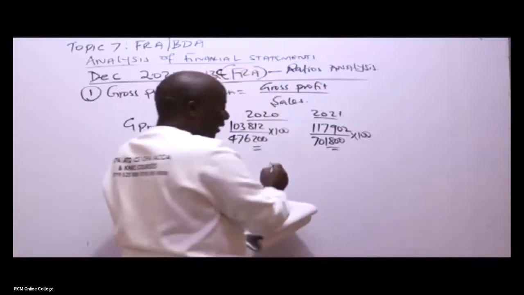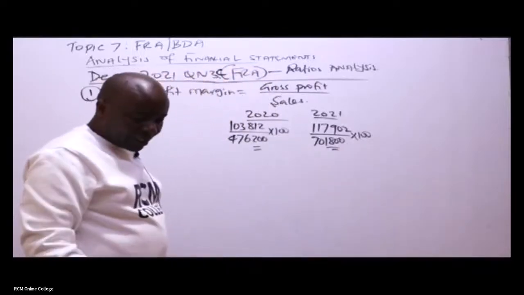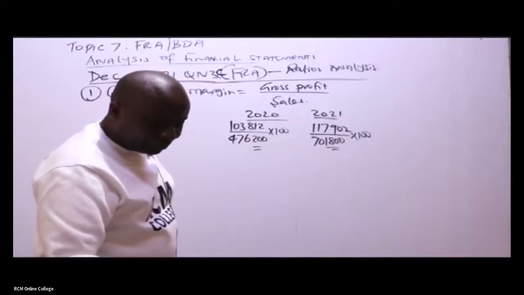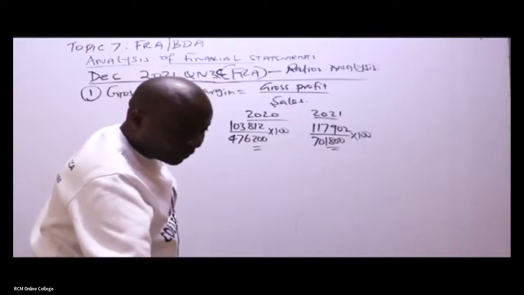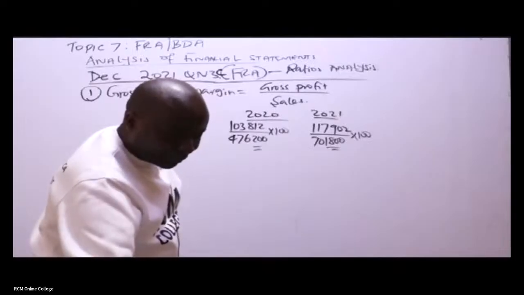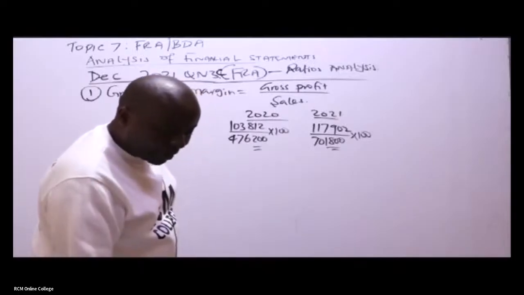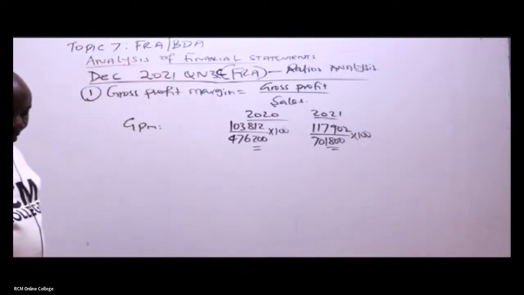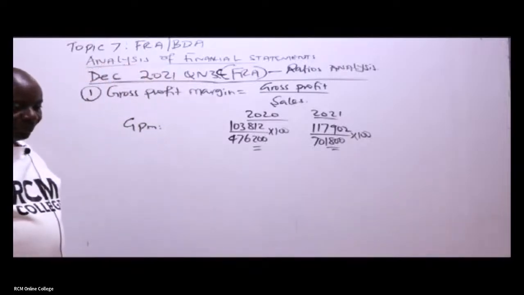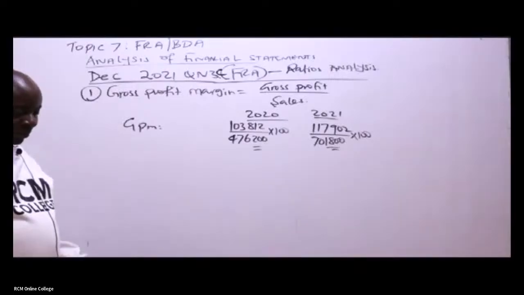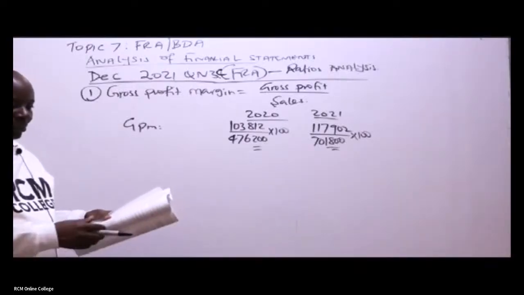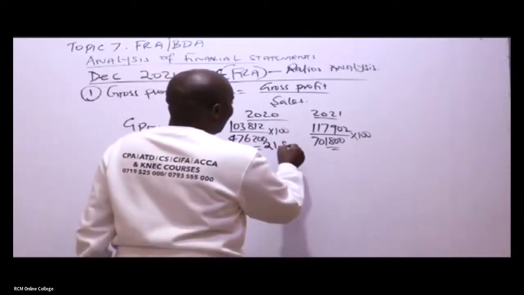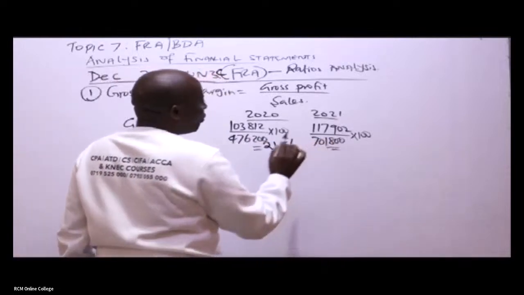Please give me these answers. What do we have there, please? It's only Pius who's giving me these answers. The other students are not giving me any answers. We shall overcome. 21.8, right? So 2020 was 21.8%. How about 2021?